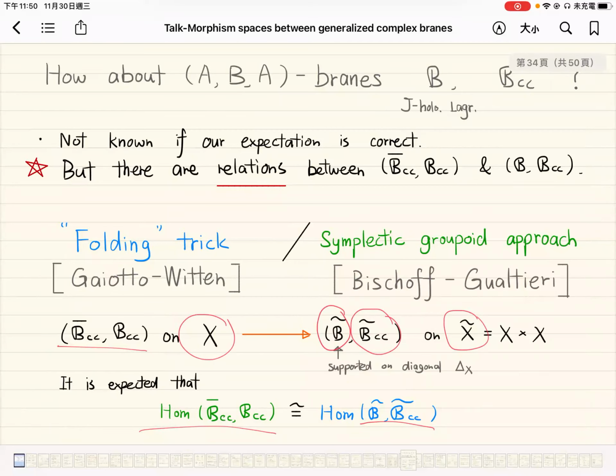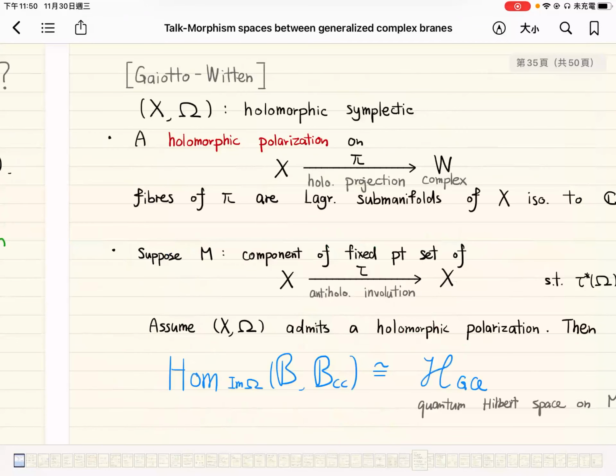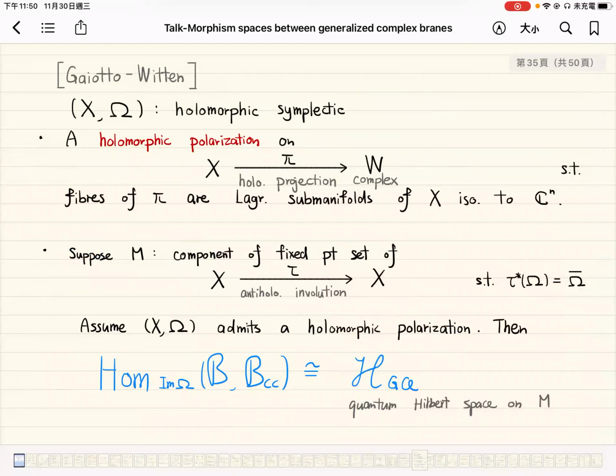Because we know that the system B_cc is very important, I would like to also mention certain proposals recently trying to define this kind of morphism space. So one is the proposal by Yu and Tung. This is a physical reasoning: we take a holomorphic symplectic manifold, then we have a notion of holomorphic polarization, defined as a holomorphic projection from the holomorphic symplectic manifold onto a complex manifold, where all the fibers are Lagrangian submanifolds isomorphic to the flat complex space C^n here.